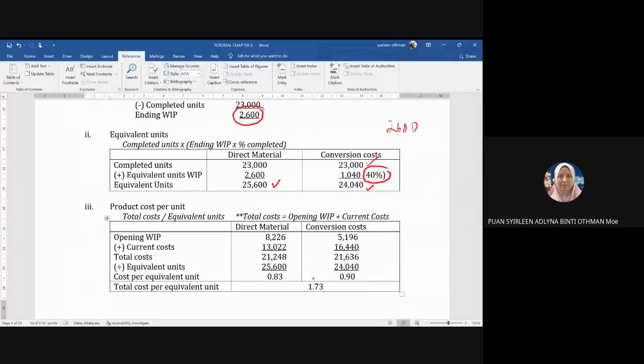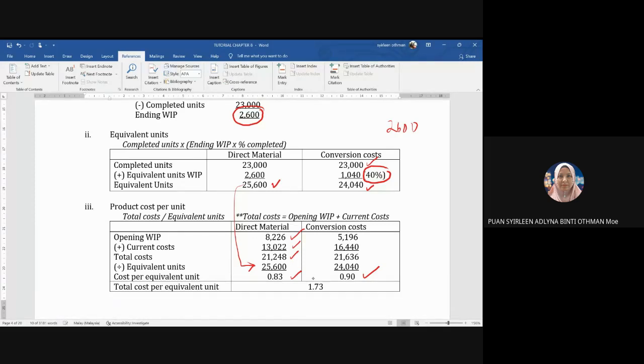Okay, so direct material dia punya opening is 8,226. Current cost 13,000, campur dapatkan 21,248. So bahagi dengan yang ni awak kira tadi. So you dapat 25,600. So equivalent unit is 0.83. Conversion cost is 90 cents. Okay. Product cost per unit.